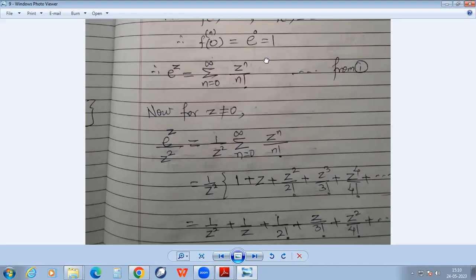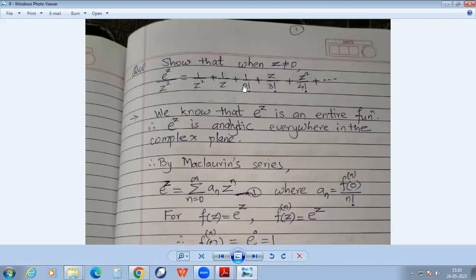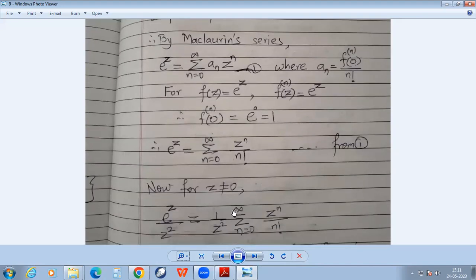So whenever you are required to expand this way, first you confirm whether your function is analytic within the domain where you are trying. In this case, they are asking you for non-zero z, meaning throughout the plane except the origin. So that is what we have done. I hope the thing is clear to you. I would like to proceed with this.